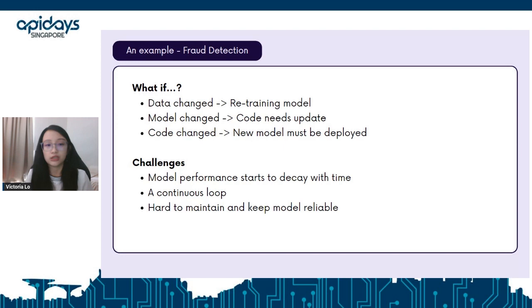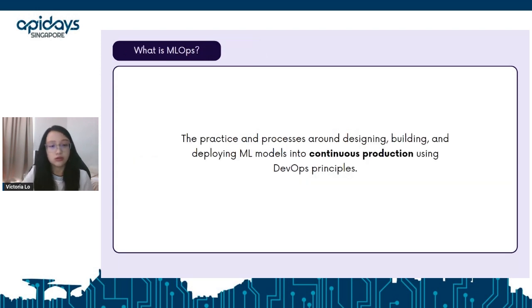It's a continuous loop, as you can see: data, model, code. These three pillars are highly interconnected, and if any of them change, the rest would need changing and updating as well, which means overall, as the model performance starts to decay, it's really hard to maintain and just keep the model reliable. And it can actually put some risk for businesses. So this is where MLOps comes in.